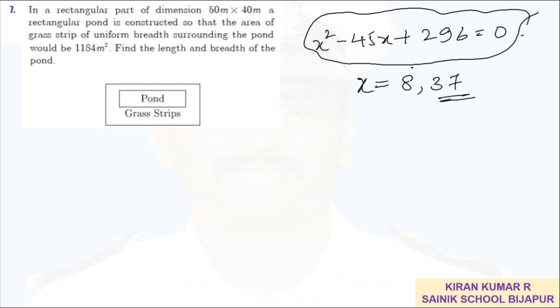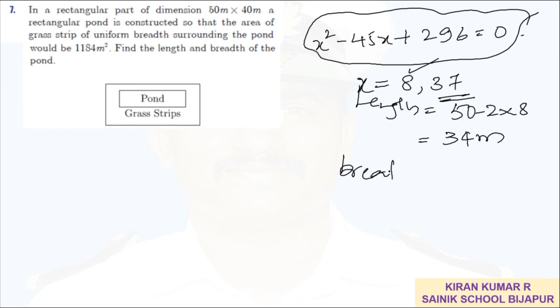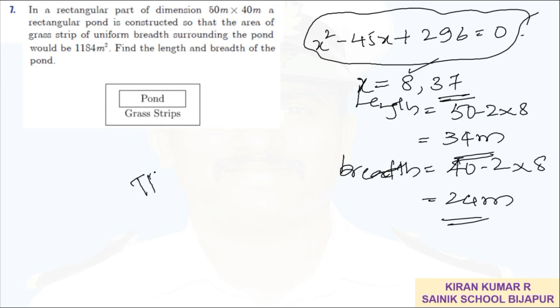37 is not possible, we have to consider 8. When 8 is considered, the length would become 50 minus 2 times x, because from here to here is x, so 2x. 2 into 8, it becomes 34 meter, and the breadth was 40 minus 2x, which is 24 meter. We had solved this. You can try again. This is a very important question.